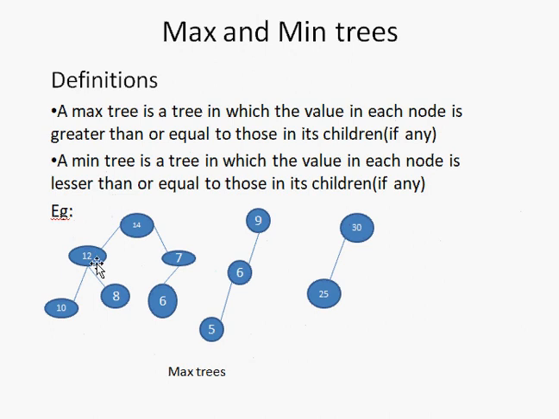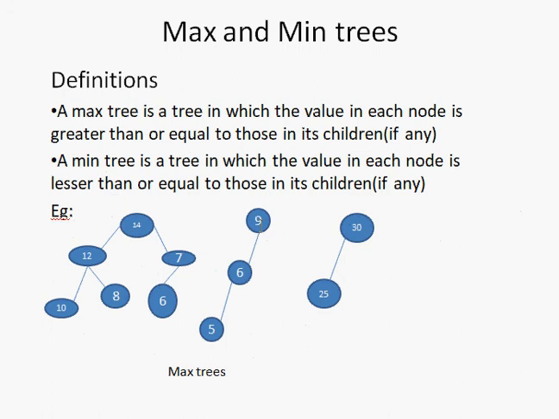So 14 is definitely greater than 12, and 14 is greater than 7, that's correct. Similarly, if I consider this tree's left subtree, 12 is greater than 10, 12 is greater than 8, so that is agreed. Then in the right subtree, 7 is greater than 6. Everywhere you look, the node has a value greater than or equal to that of its children, so the rule is not violated, and this is a max tree.